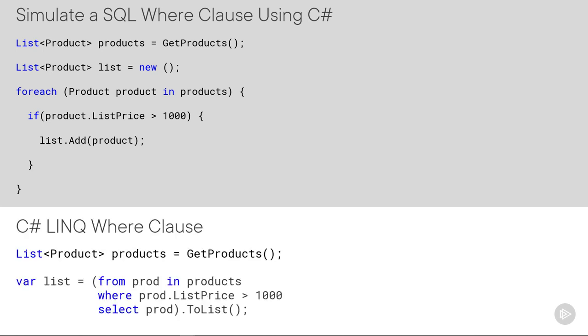However, using LINQ, we would say the same thing. Let's get our products, so that list of 50 products, for example. And now we can say var list equals from prod in products where prod.listPrice is greater than 1,000 select prod, and then we give it a ToList to convert it into a list of product objects. You can see it's very similar to the SQL that we wrote earlier.